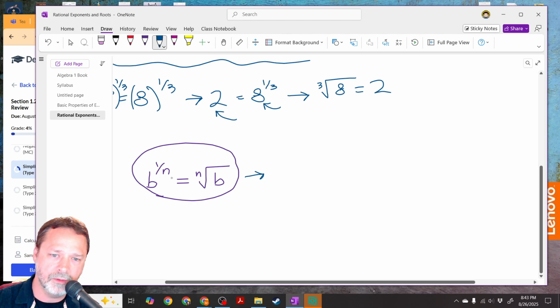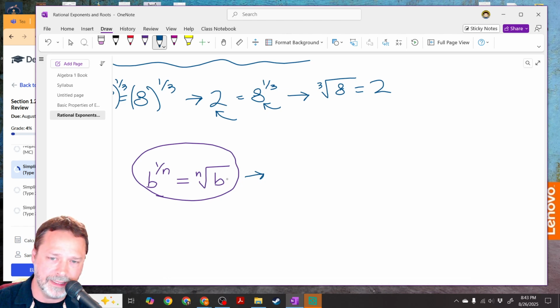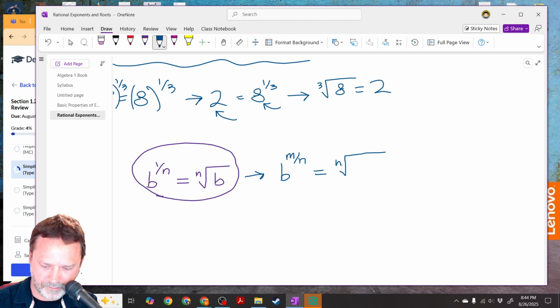So we got one more statement that we can make then. If b to the 1 over n is the same thing as the nth root of b, that means that I could go even further. I could say b to the m over n is the same thing as the nth root of b to the m.